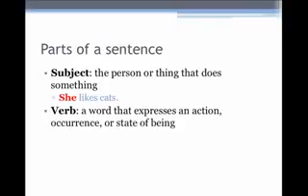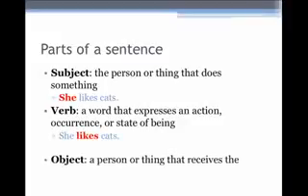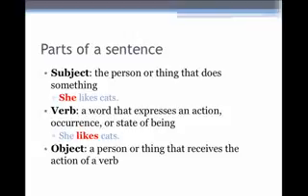Next is the verb. The verb is a word that expresses an action, occurrence, or state of being in the sentence. In the example, the verb is likes. Last is the object. The object is a person or thing that receives the action of a verb. In the example, the object is cats.